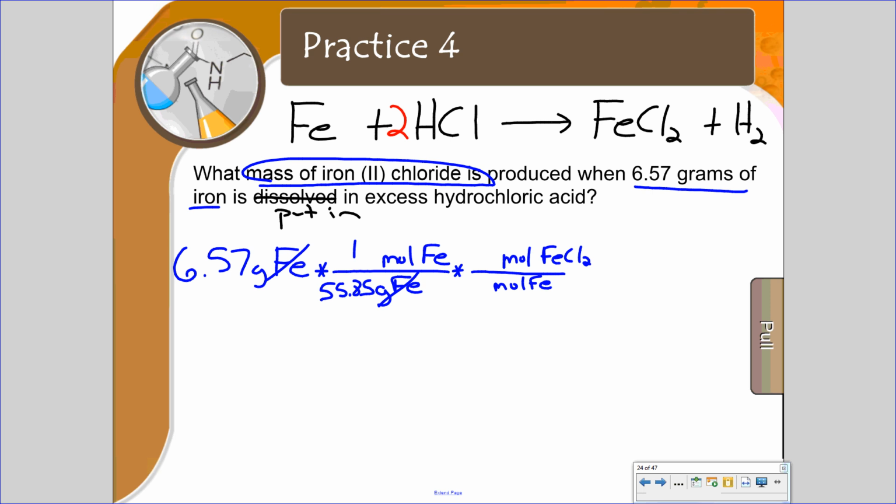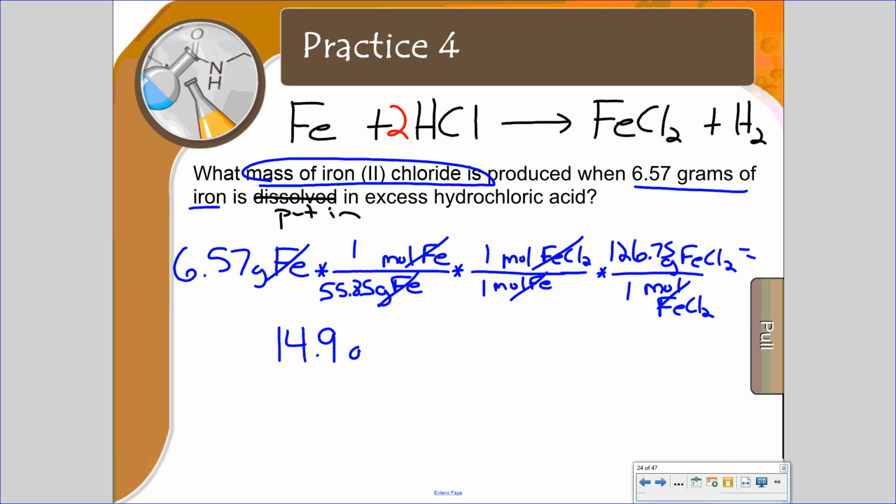And what's in front of iron is a 1, and what's in front of iron 2 chloride, it looks like that's a 1 as well. If we stopped here, our answer would be moles of iron 2 chloride, but we want the mass, so we keep going. Whatever units are up top come down on the bottom. 1 mole of iron 2 chloride is 126.75 grams. So I multiply all of that out together and divide by the bottom. Let's cross this out. We end up with 14.9 grams of FeCl2 as the answer.